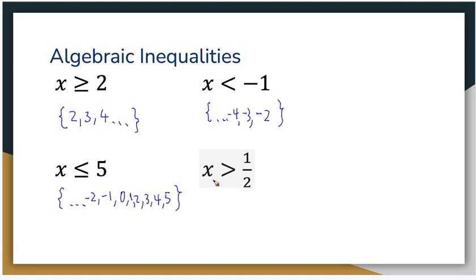Right, here x is greater than half. Now half is not an integer. So if we are going to include other numbers, if we have rational numbers, then it is limitless. That means it could be 1/3. It could be 1.5. Right, there are many possibilities. It could be even a decimal, 3.5, and so on. It could be any number as long as it's greater than half.